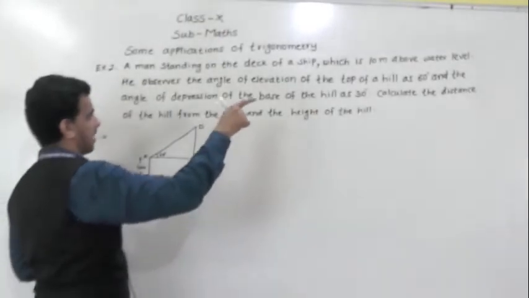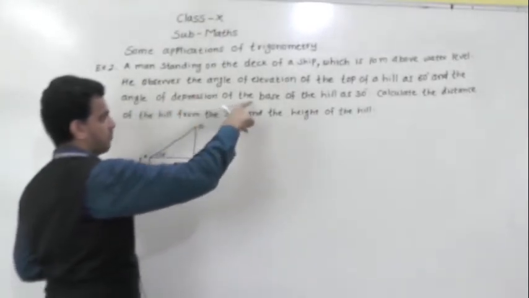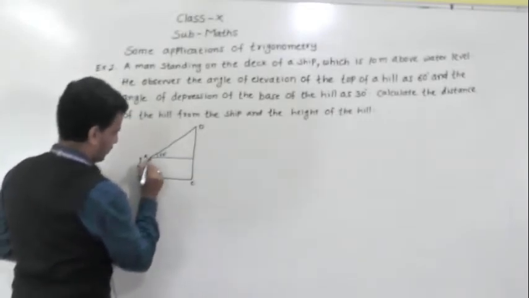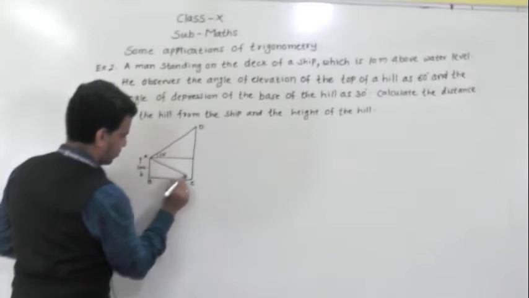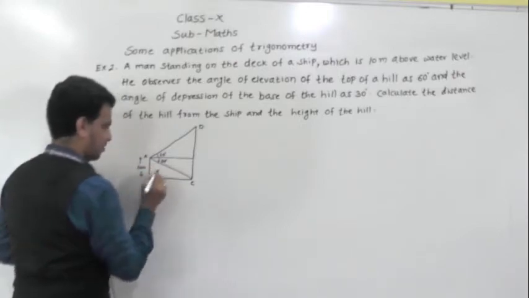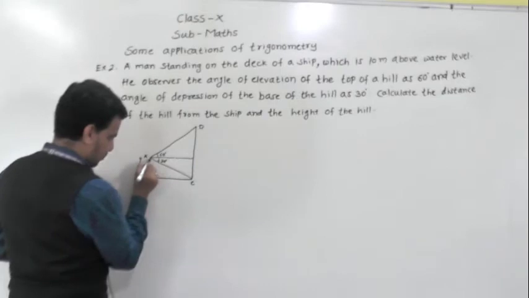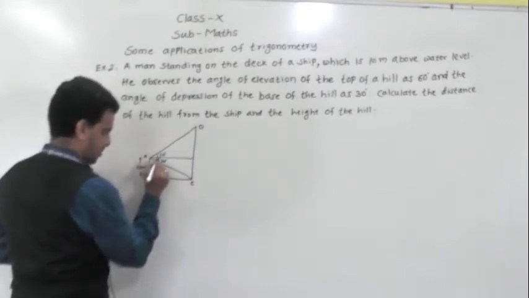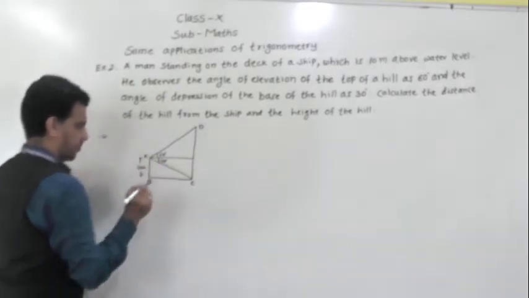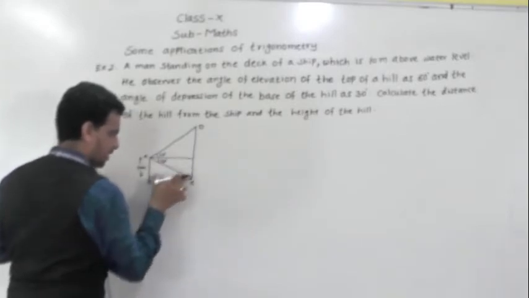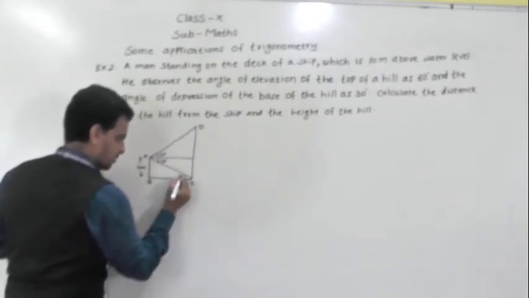Then what is given next? The angle of depression of the base of the hill as 30 degree. So this is the horizontal level, and this is the angle of depression. This angle is given as 30 degree. This is the horizontal level, and the angle of depression to the base of the hill is 30 degree. If this is 30 degree, these two being parallel lines, this angle is also 30 degree.